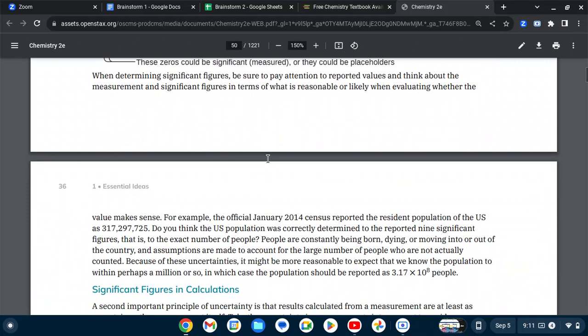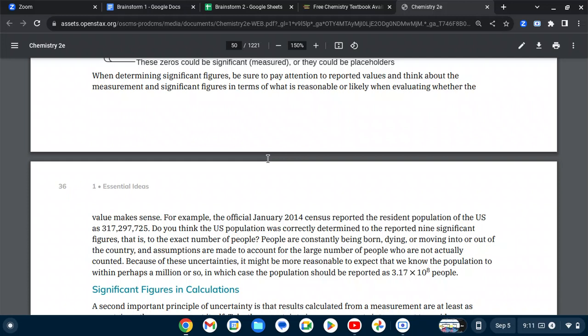When determining significant figures, be sure to pay attention to reported values and think about the measurement and significant figures in terms of what is reasonable or likely when evaluating whether the value makes sense. For example, the official January 2014 census reported the resident population of the U.S. as 317,297,725. Do you think the U.S. population was correctly determined to be the reported 9 significant figures, that is, to the exact number of people?